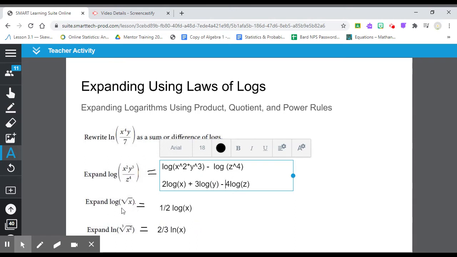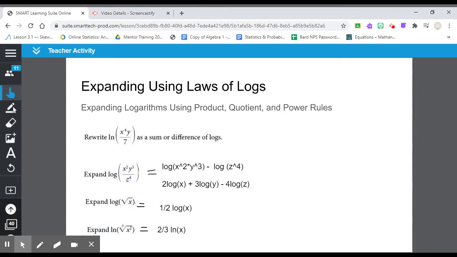For the next problem, log square root of x, you can rewrite this, right, as x raised to a fractional power. I mentioned that too. A radical is the same as having a fractional exponent. So we could say that's really x raised to the 1/2 power. So you can pull that 1/2 out in front and just have log x. So we have x by itself.